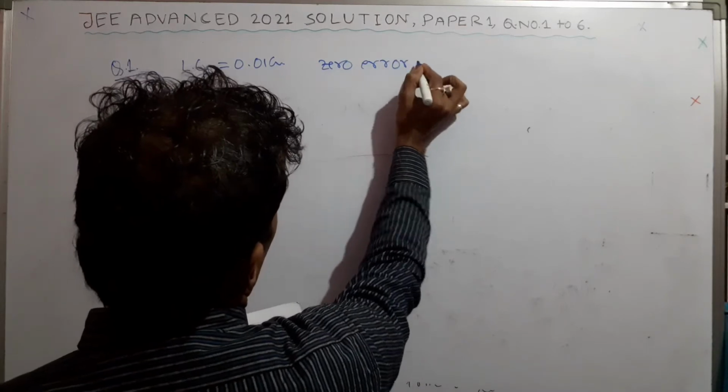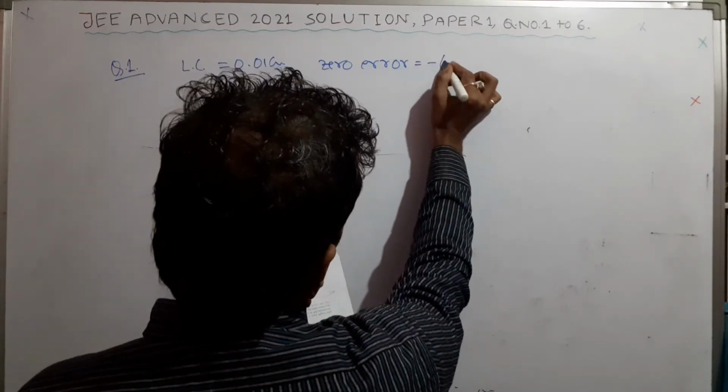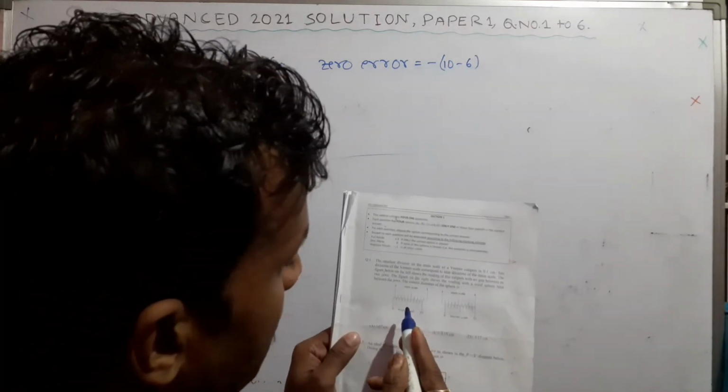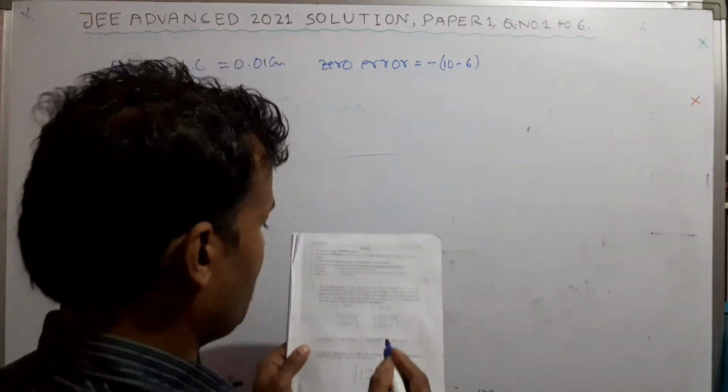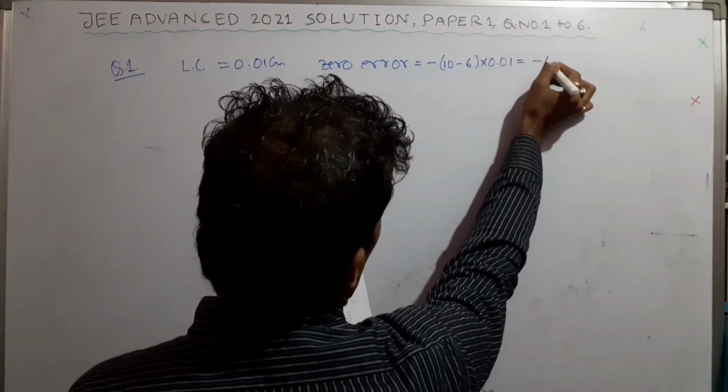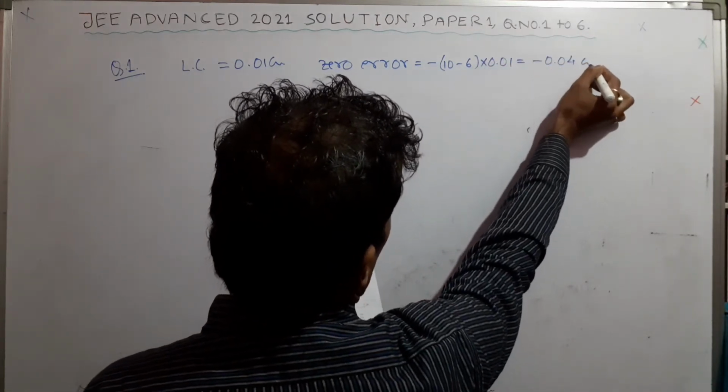error will be minus 10 minus 6. Why I brought 6? Because you can see the 6th division of the vernier scale coinciding with the main scale, okay, into 0.01, that will turn out to be minus 0.04 centimeter.